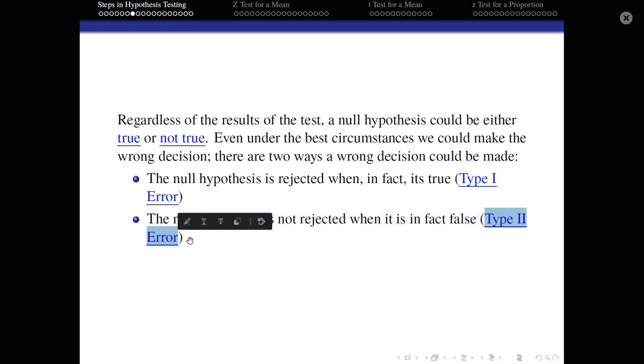It's a different kind of error. We call that a type 2 error. And these really are used. Type 1 and type 2 error, these are used around the field very commonly. So these are good vocabulary terms to know.